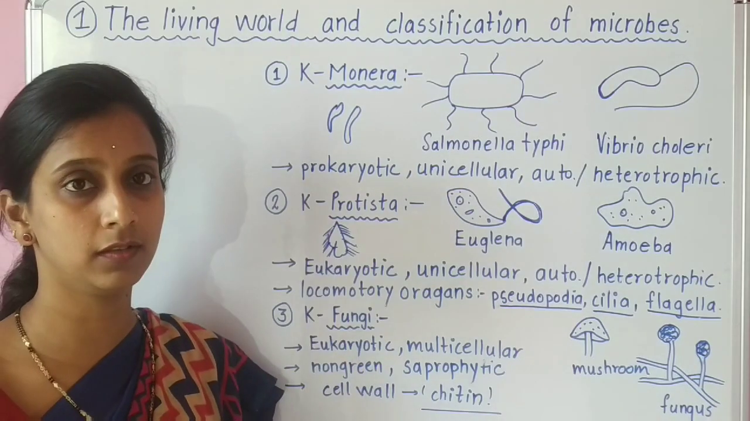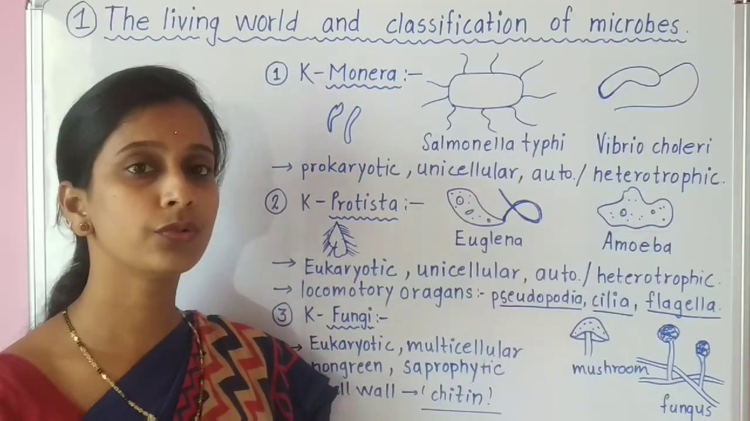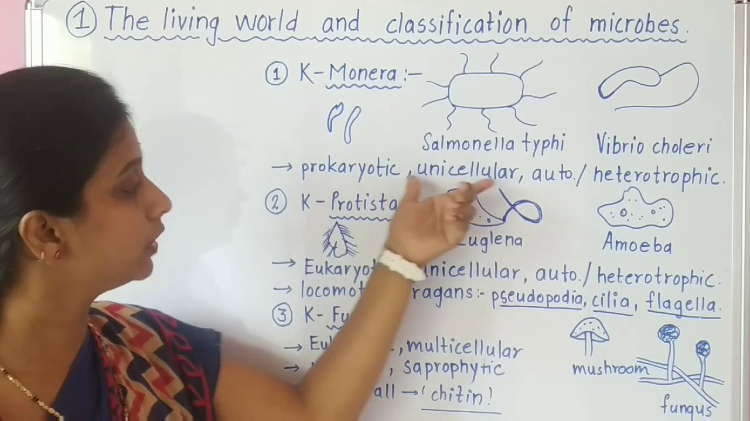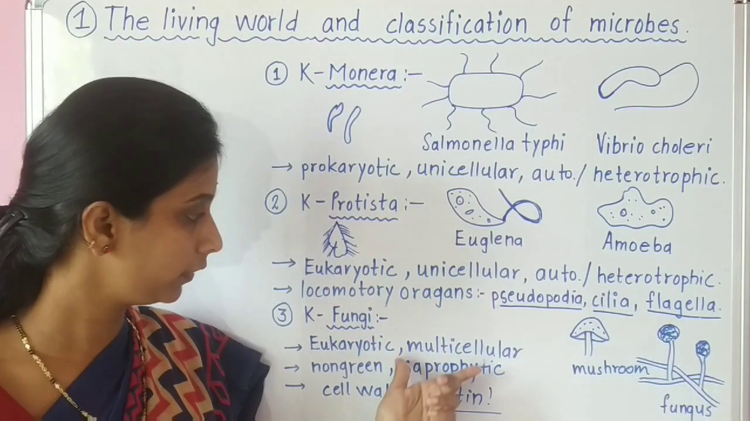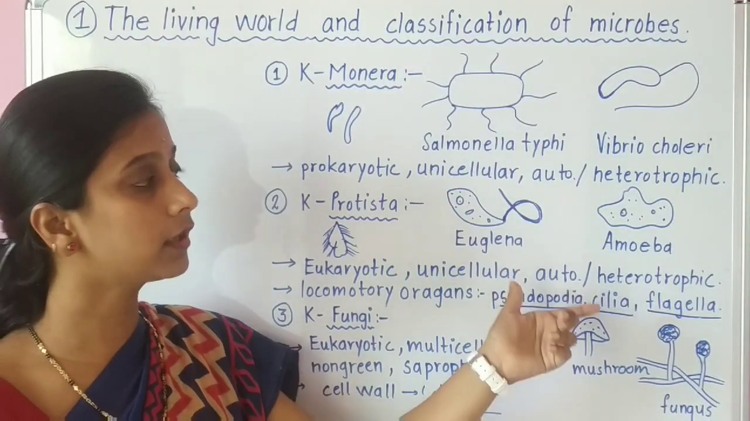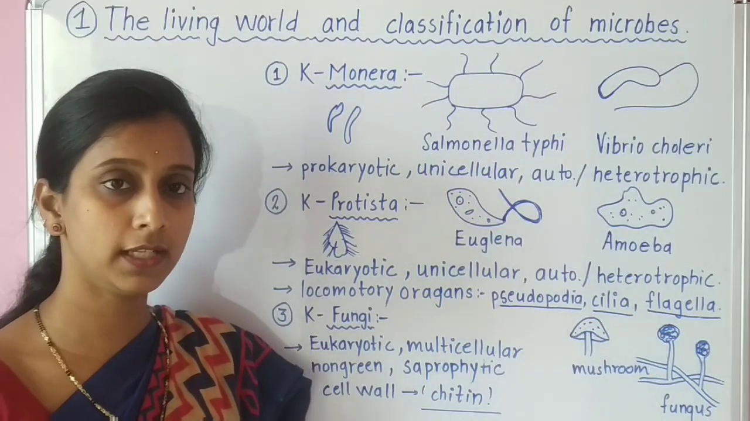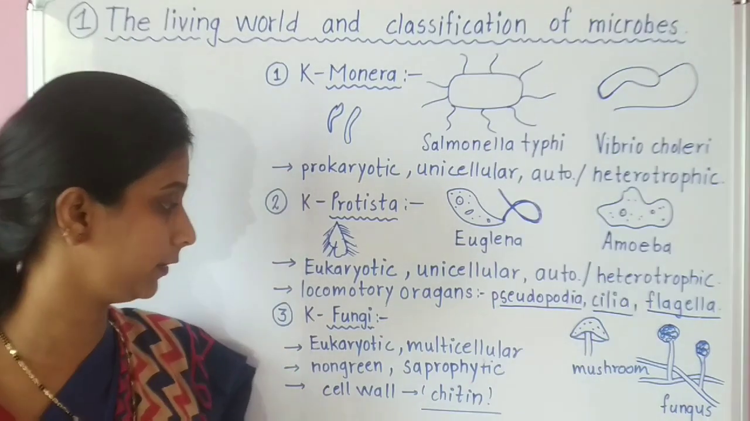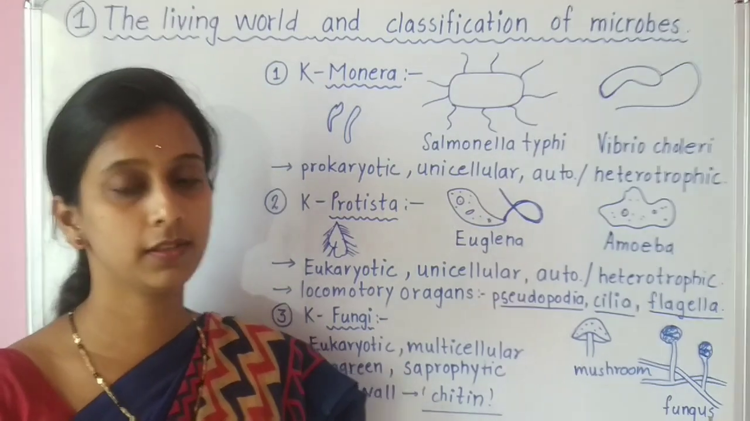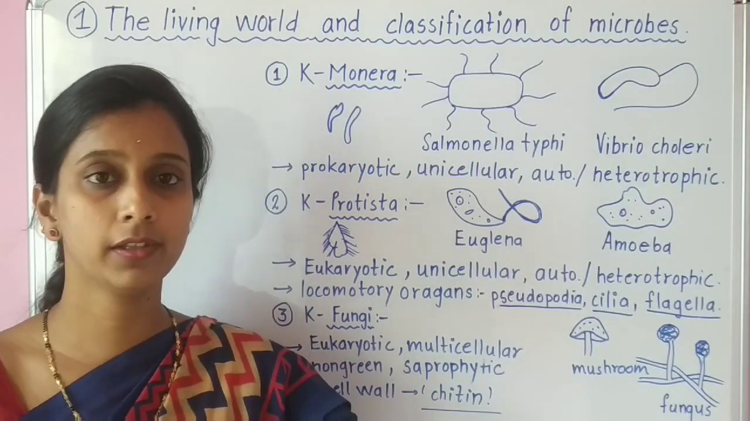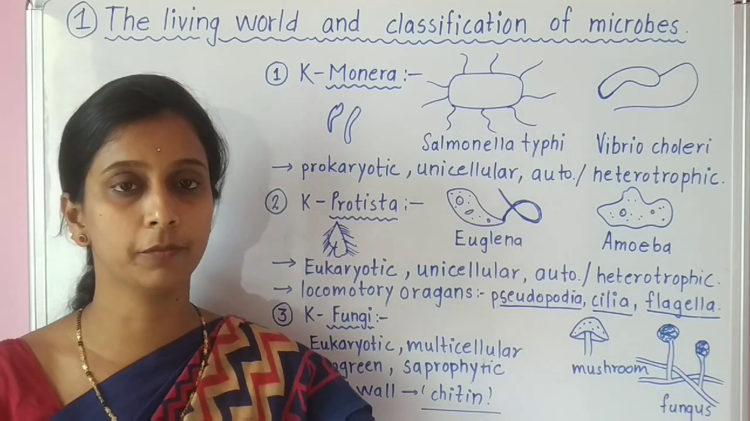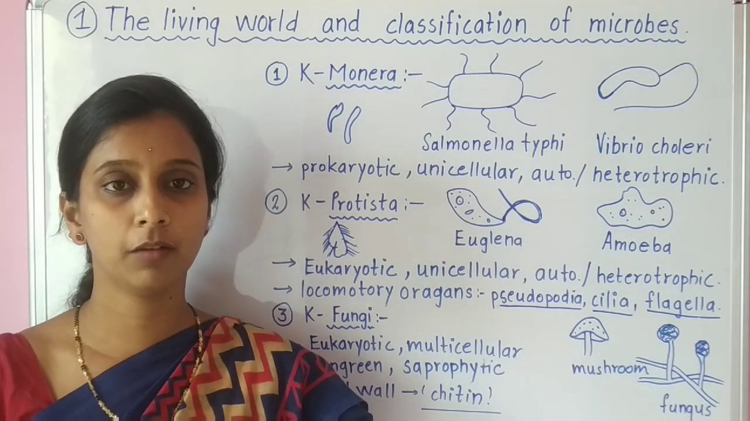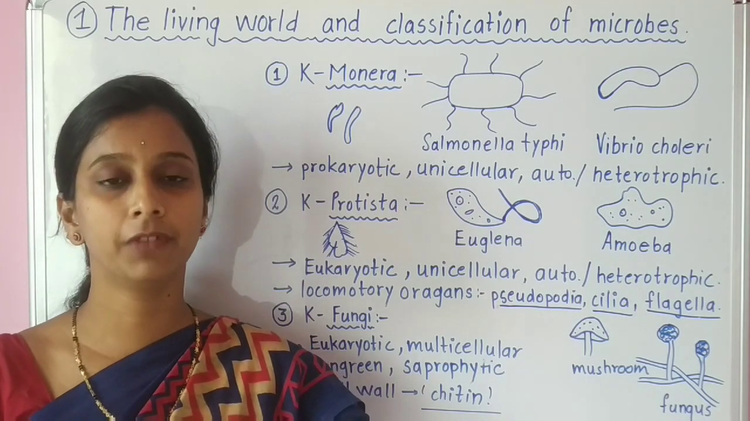Remember all these characteristics, and for revision you should study comparatively. First they are prokaryotic, unicellular, and in the last, third group, multicellular organisms are present. In the first two, both autotrophic and heterotrophic organisms are present, whereas in the third group only saprophytic organisms are present. In this way, this is about the characteristics of the first three kingdoms where microorganisms are placed. Next, we will see the merits and demerits of the five kingdom system.